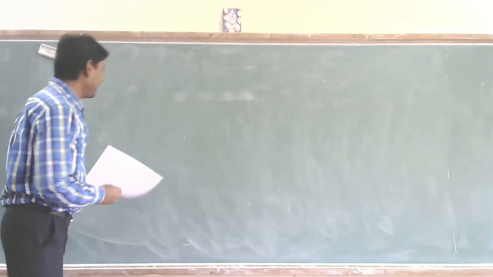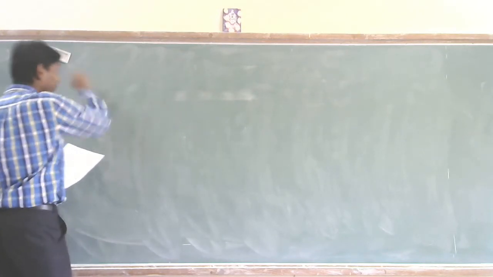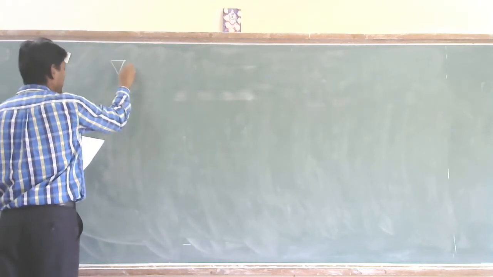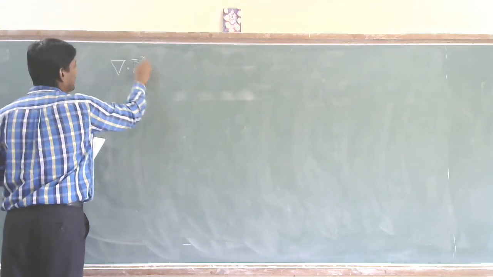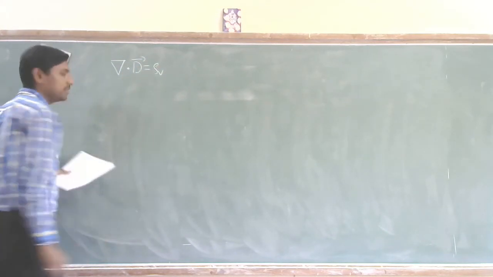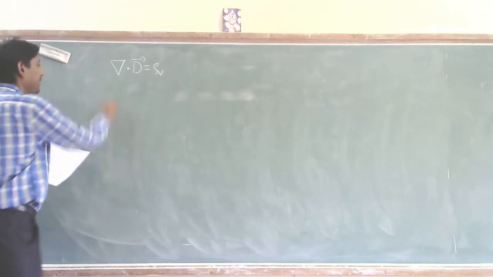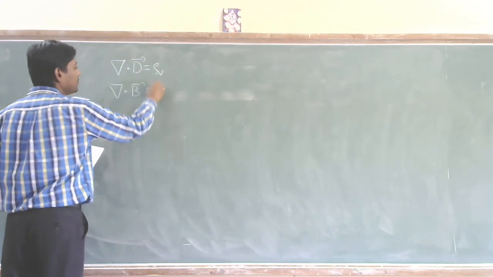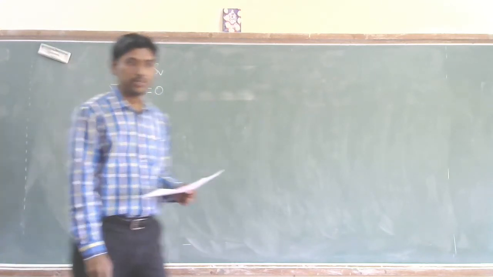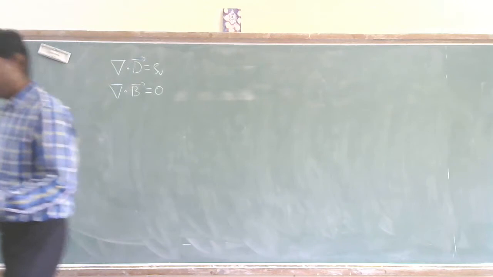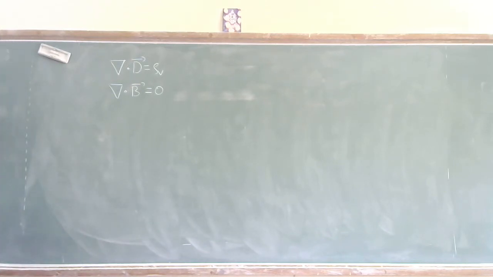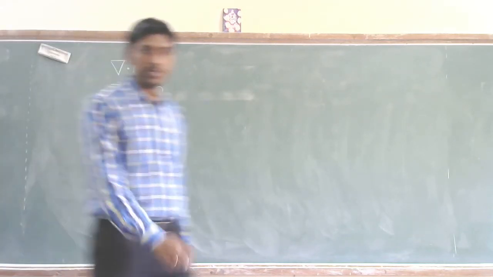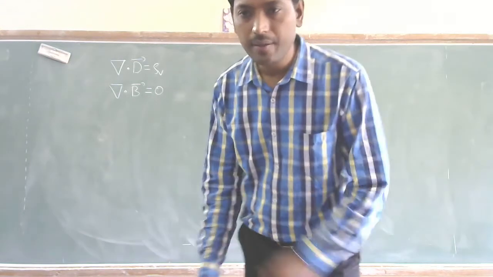Hence we say that the 2 Maxwell's equations, that is del dot D equal to rho V, remain the same, and also del dot B is equal to 0. Those are unmodified.